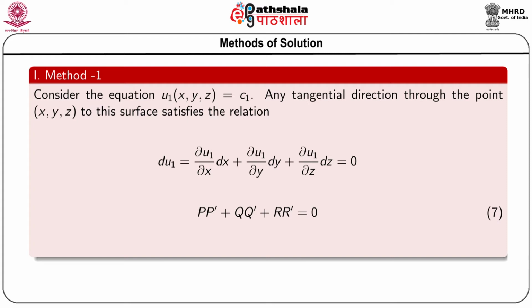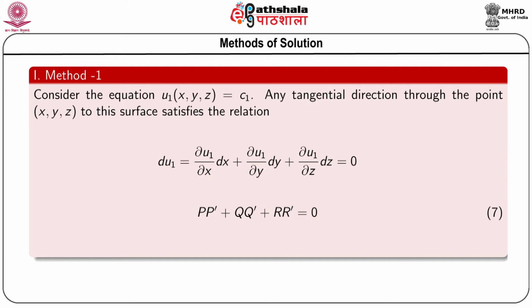Now, any tangential direction through the point x y z to the above surface will satisfy the relation du1 equals 0, where this is the total derivative of u1: del u1 del x dx plus del u1 del y dy plus del u1 del z dz equals 0, and we have the equation dx by p equals dy by q equals dz by r. Therefore, dx, dy, dz are proportional to the functions p, q and r.